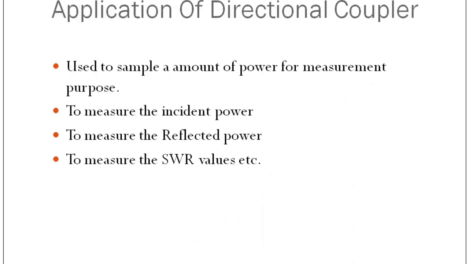Now we will see the applications of the directional coupler. The directional coupler is used to sample a small amount of power for measurement purposes, and it is also used to measure the input power, and it is also used to measure the reflected power as well as the standing wave values of the particular device.